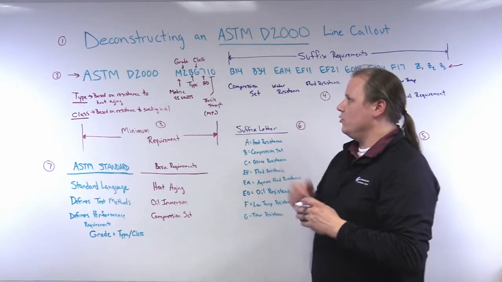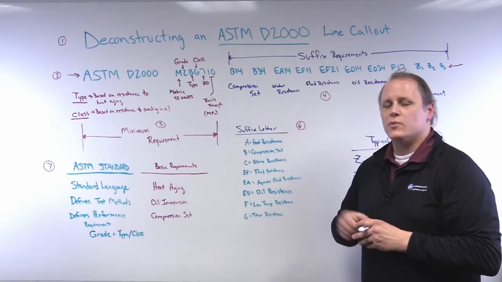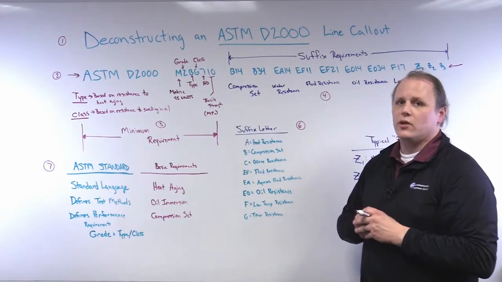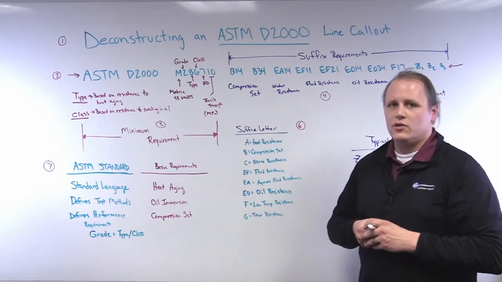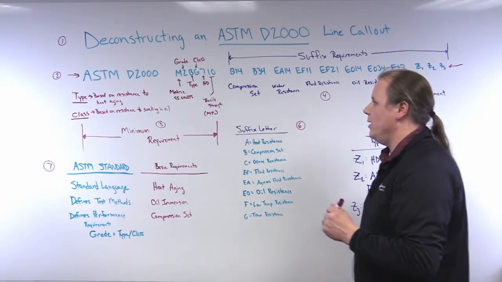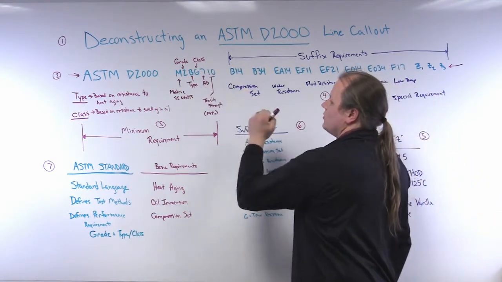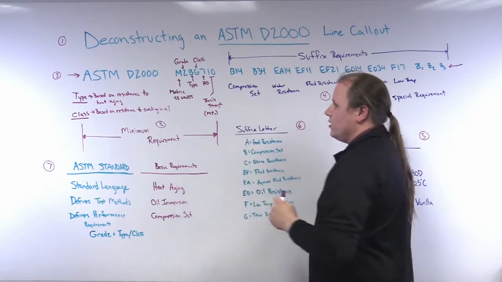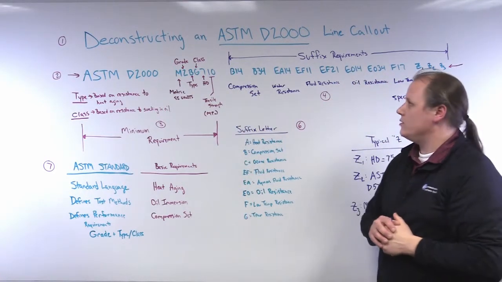It could be a 75 durometer material, plus or minus 5. So if the durometer is a specific target that you're going for, you may need to add an additional suffix requirement to explain that. And then the last two digits represent the tensile strength of the material given in megapascals.